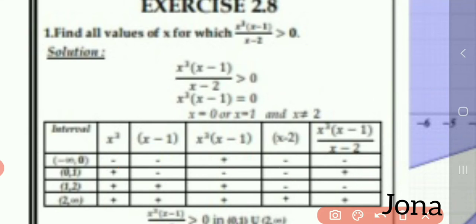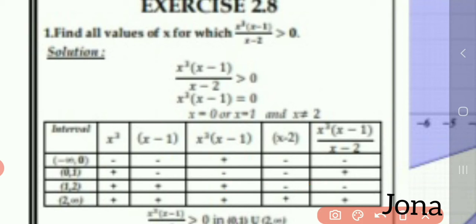Then from the interval 1 comma 2, I can take 1 and half, or 1.5. If I put 1.5 in x cubed, I will get a plus value. Here 1 and half minus 1 is half only, so it is plus. The product of these two is plus. And then 1 and half minus 2 is minus half, so here it is minus. So if you divide both the things here, we will get the minus symbol.